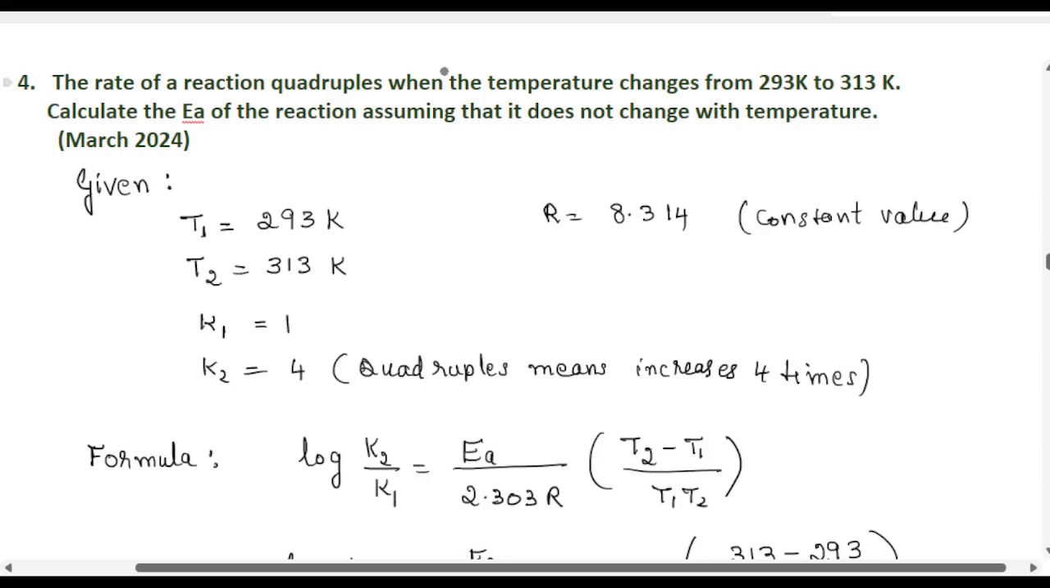So what is given? The rate of the reaction quadruples. Quadruples means the rate will become 4, that is, it increases 4 times. So if K1 is 1, K2 will be 4 times, that is 4. The temperature changes from 293 K to 313 K, so T1 and T2 are given. K1 is 1, K2 is 4. Calculate the activation energy EA.